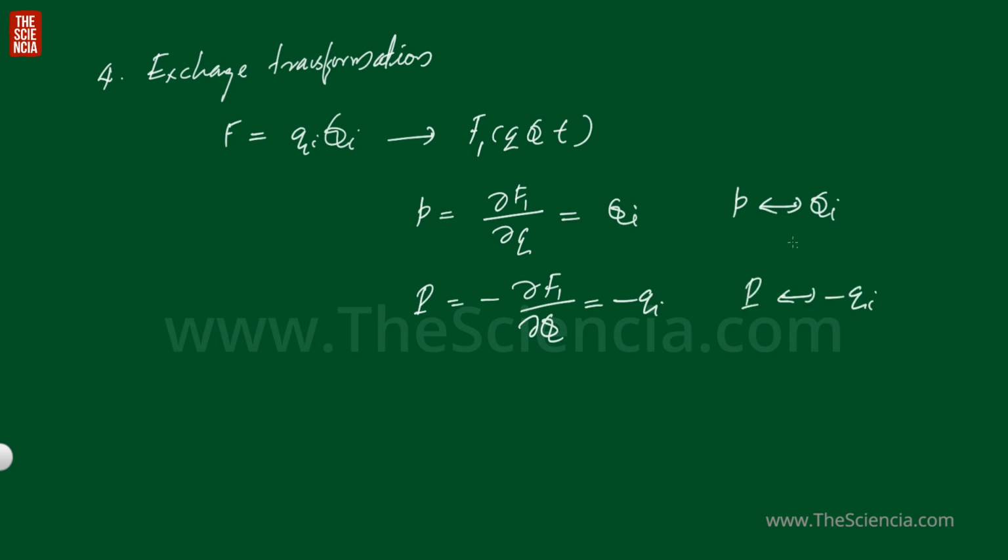Here you can see p is exchanged to Qᵢ, and here capital P is exchanged to minus qᵢ. See, the momentum coordinate is exchanged to the position coordinate. Here also the momentum coordinate is exchanged to the position coordinate. So such transformations are called exchange transformations. The coordinates will be exchanged. Another example question.